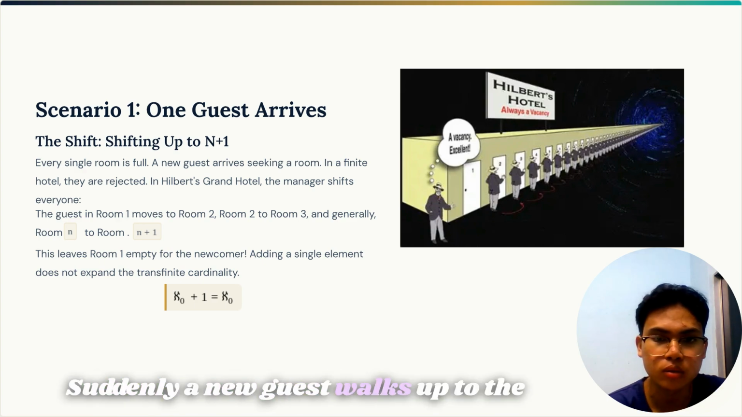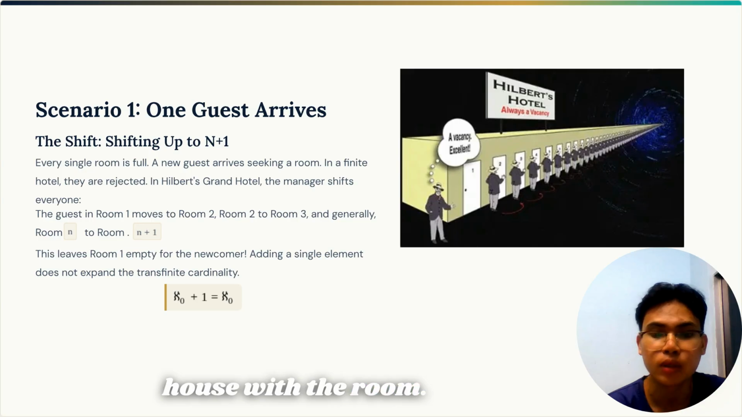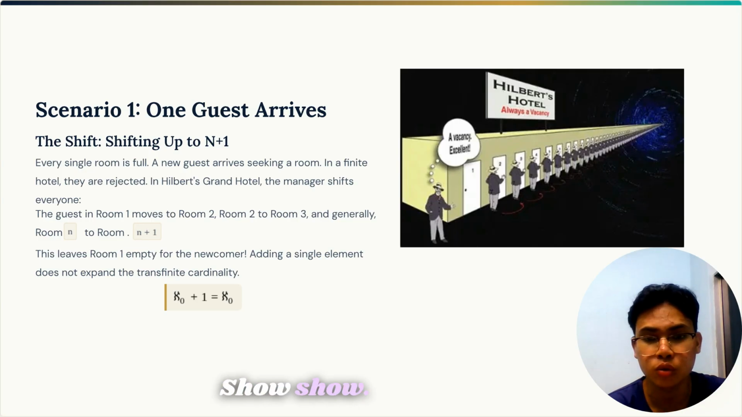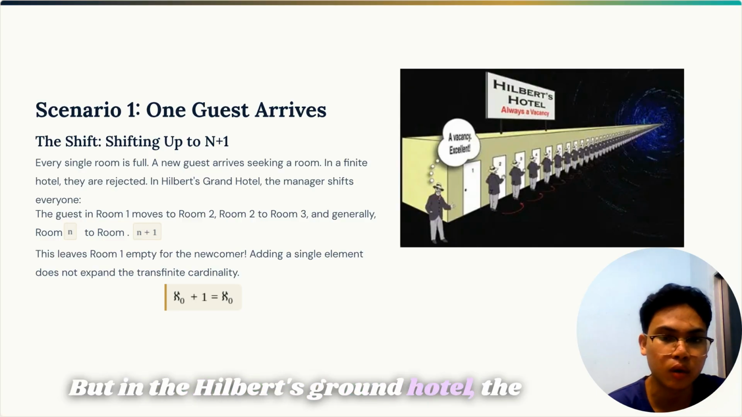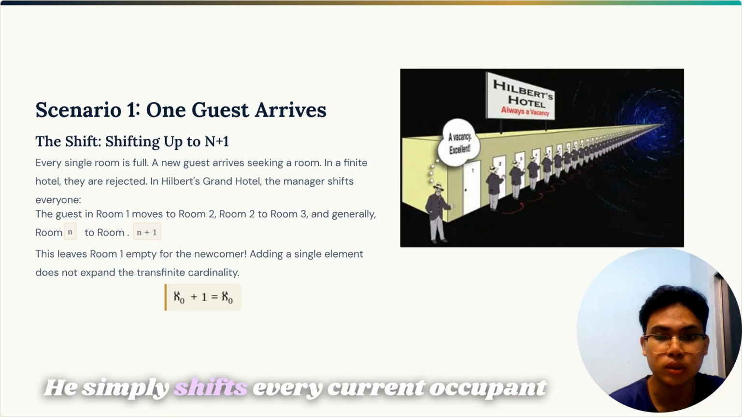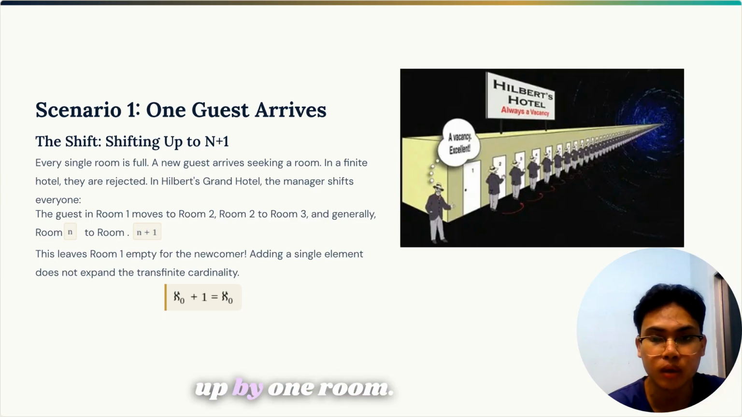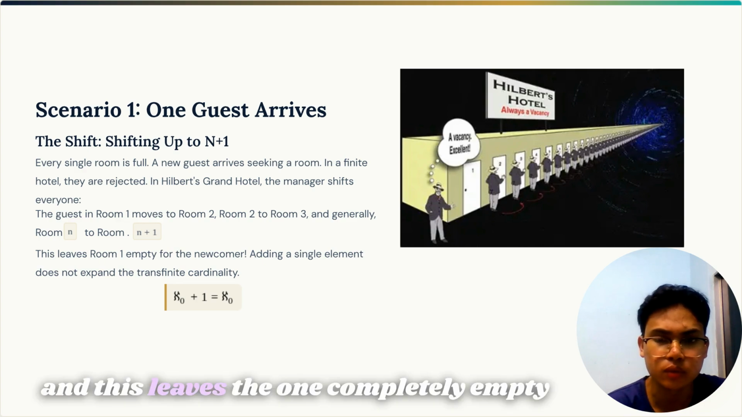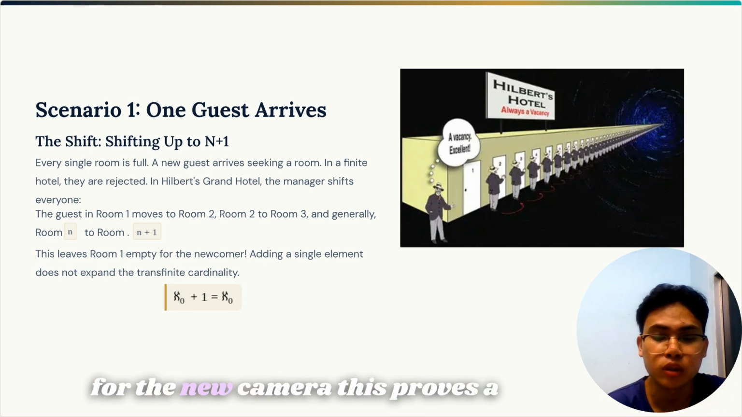Suddenly, a new guest walks up to the desk looking for a room. In a normal finite hotel, the manager would turn them away. But in Hilbert's Grand Hotel, the manager has a clever trick. He simply shifts every current occupant up by one room. The guest in room 1 moves to room 2, room 2 moves to room 3, and generally the guest in room n moves to room n plus 1. This leaves room 1 completely empty for the newcomer.